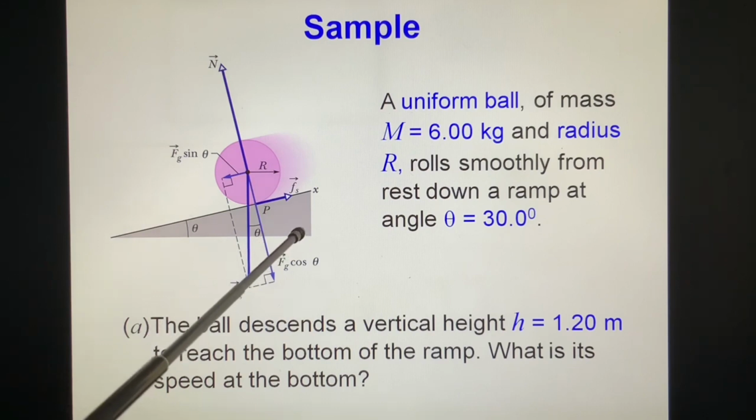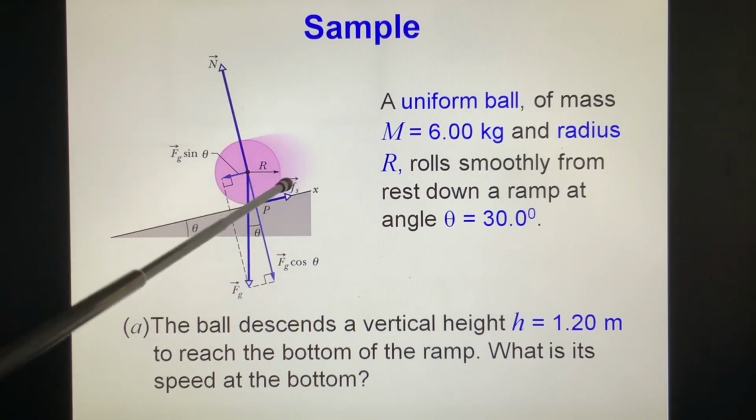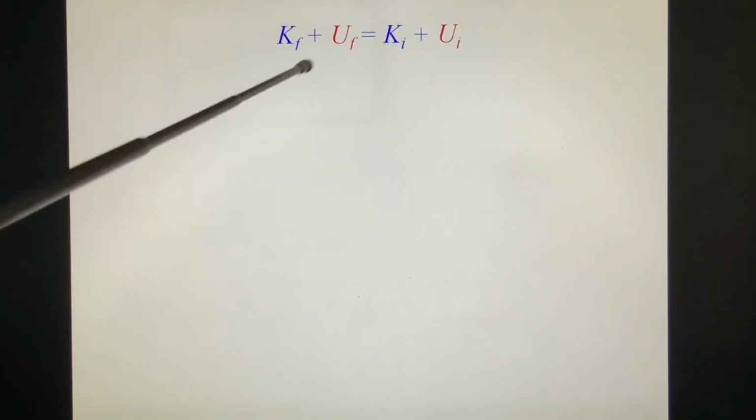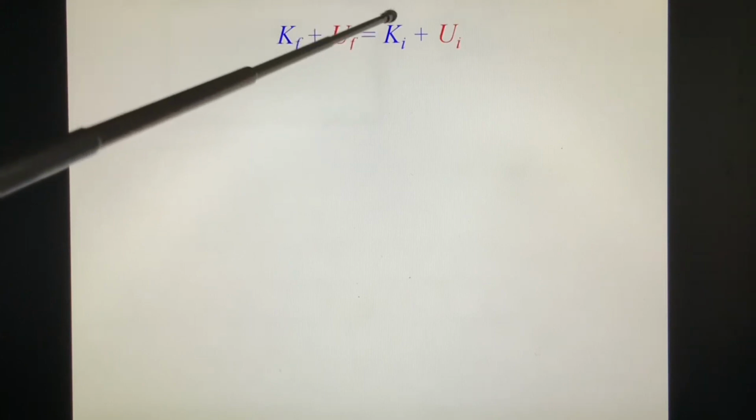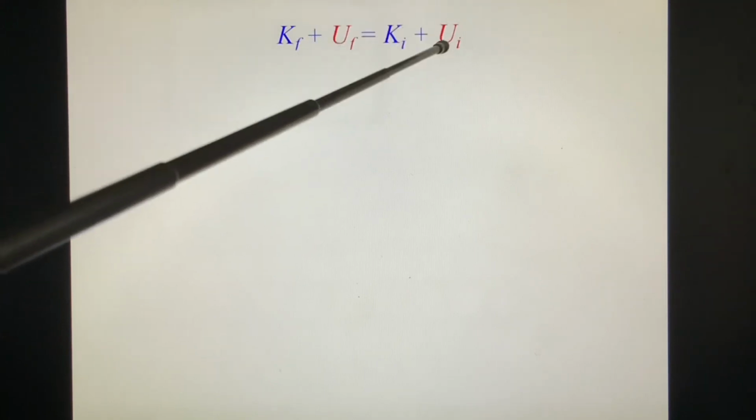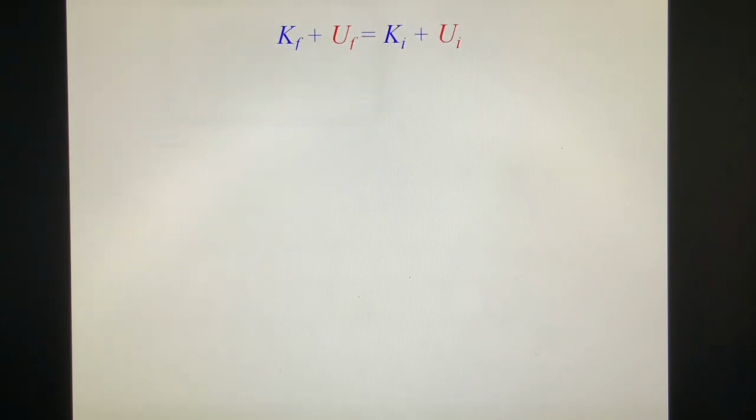In this case, the friction does not do any work because the point P does not move at all. Okay, so we have mechanical energy conserved. This is the final kinetic energy, final potential energy, initial kinetic energy, initial potential energy. Here, potential is the gravitational potential energy. Now we write it down.